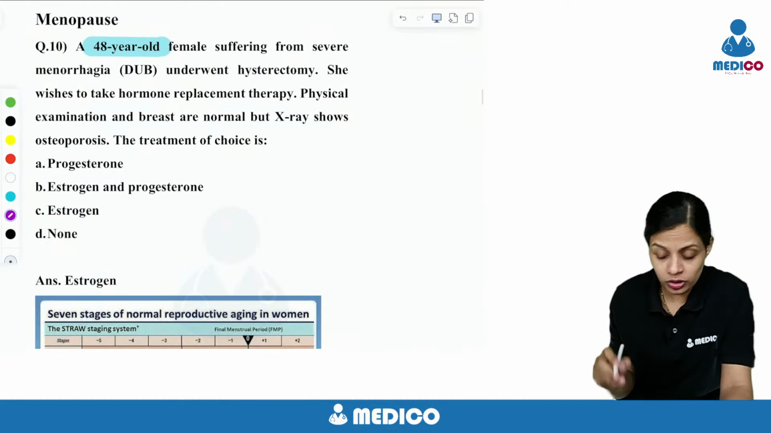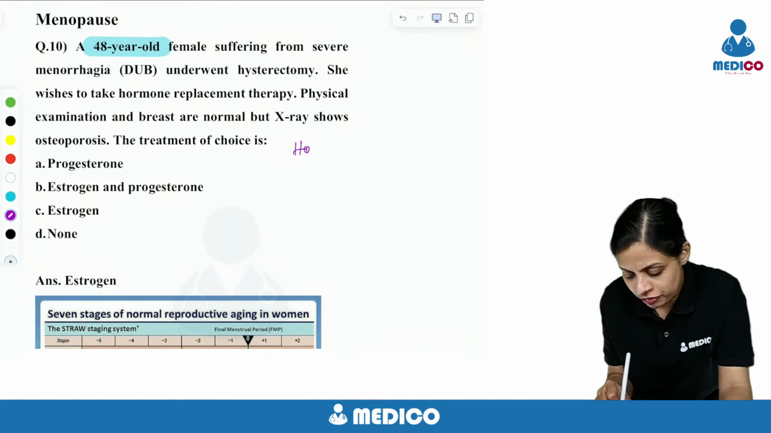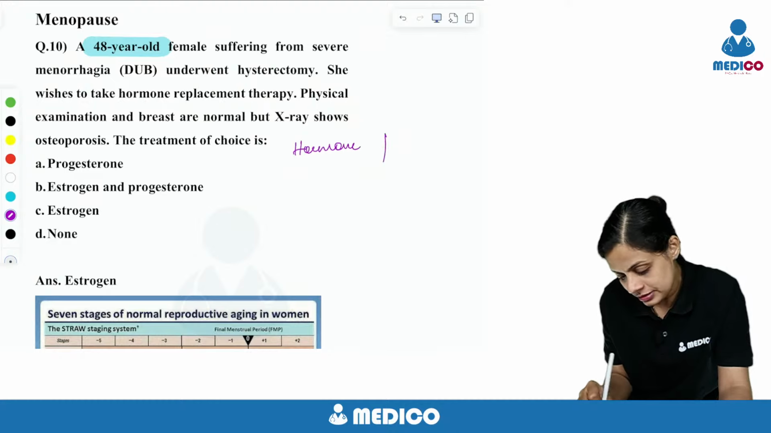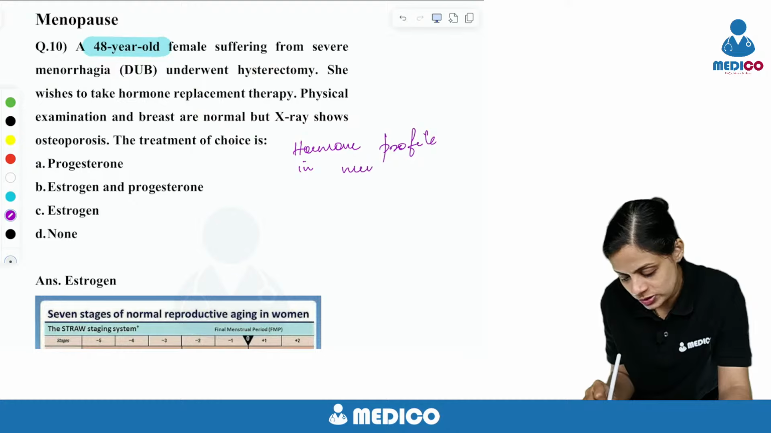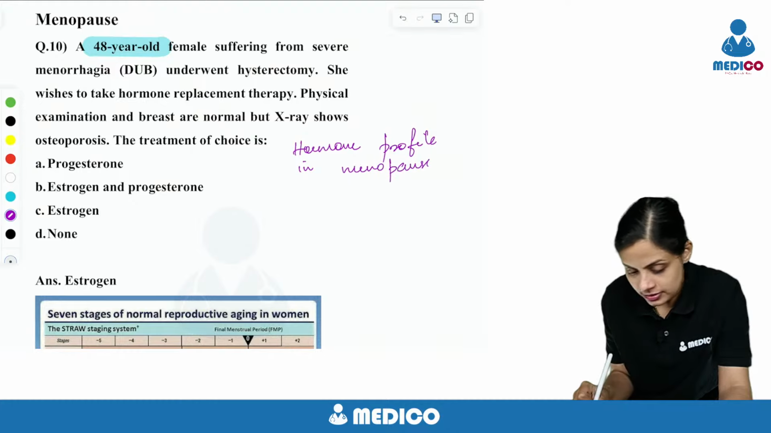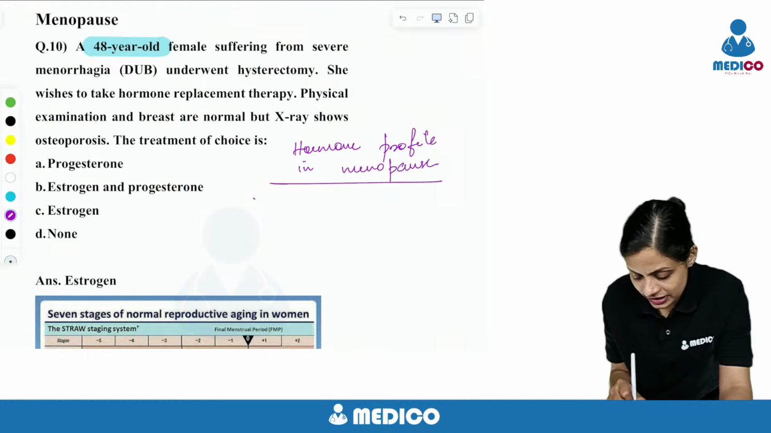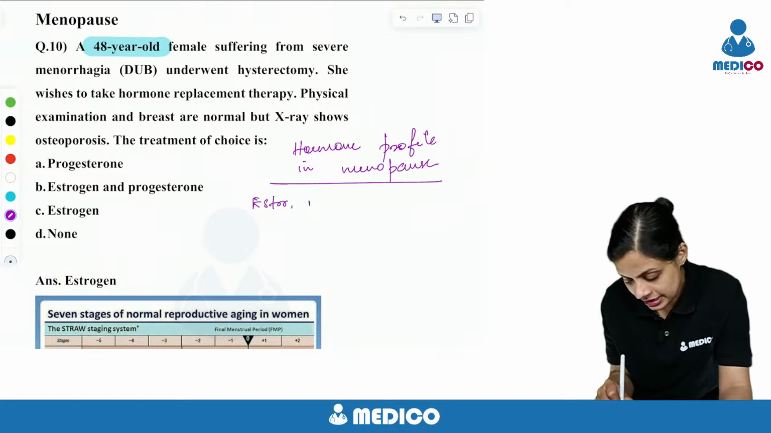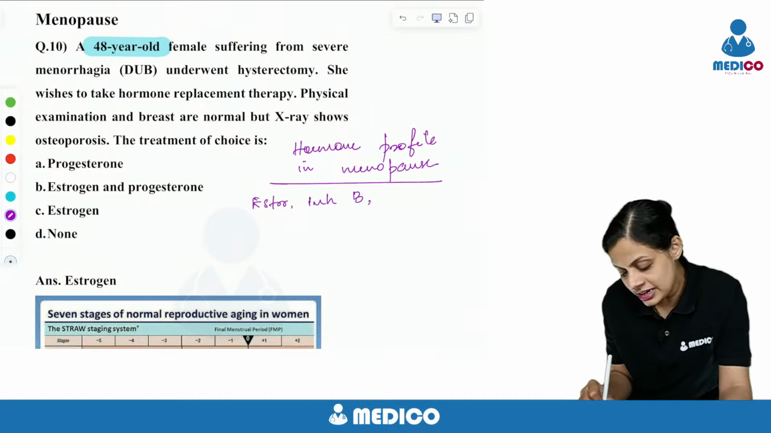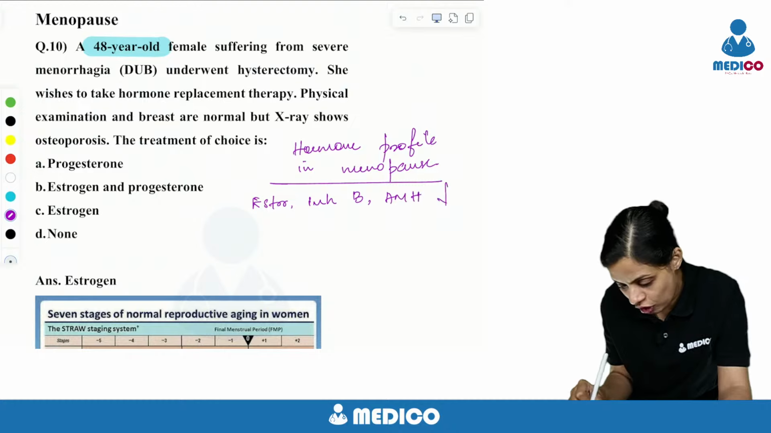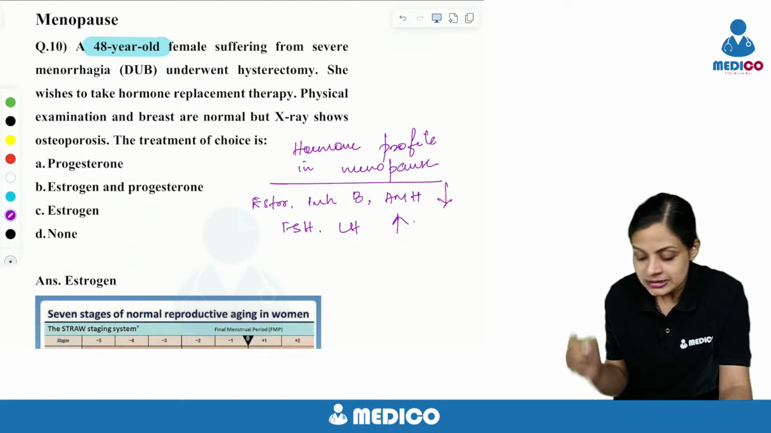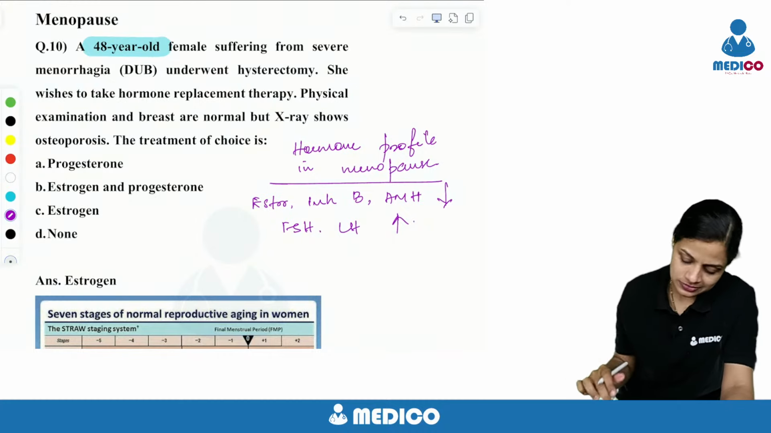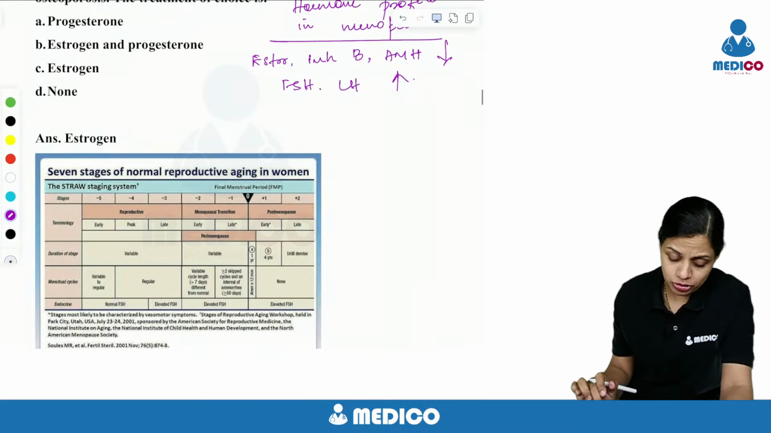But anyway, if you are asked, what is the hormone profile in menopause? The levels of estrogen, inhibin B and AMH will fall while FSH and LH will rise. This is the hormone profile in menopause. Okay, that was just a couple of things about menopause.